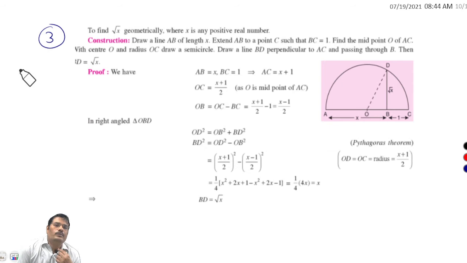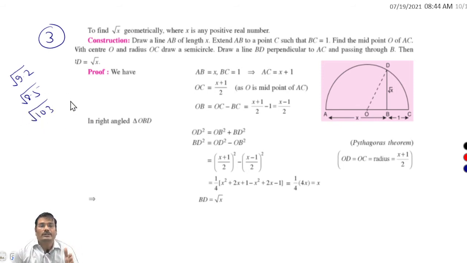Suppose that we have to plot root 9.2, root 8.5, root 10.3, etc. So this type of irrational number, how do you plot? To plot this type of number, first of all, we have to prove a theorem for this one and then we have to solve this one. So see, what is this theorem? Suppose that we have to plot root x geometrically on the number line, or we have to find the value of root x geometrically, where x is any positive real number.